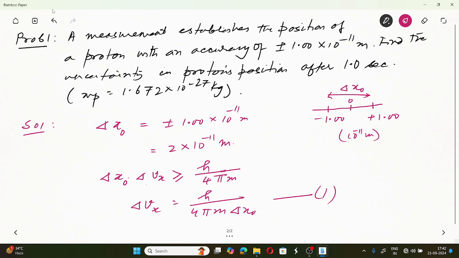Now you are asked to find the uncertainty in the proton's position after 1 second. Okay, now we know that velocity vx is given by x by t, isn't it? This is given by x by t. Or the uncertainty in the determination of velocity, that means delta vx, will be given by the uncertainty in the determination of position of the particle divided by time.